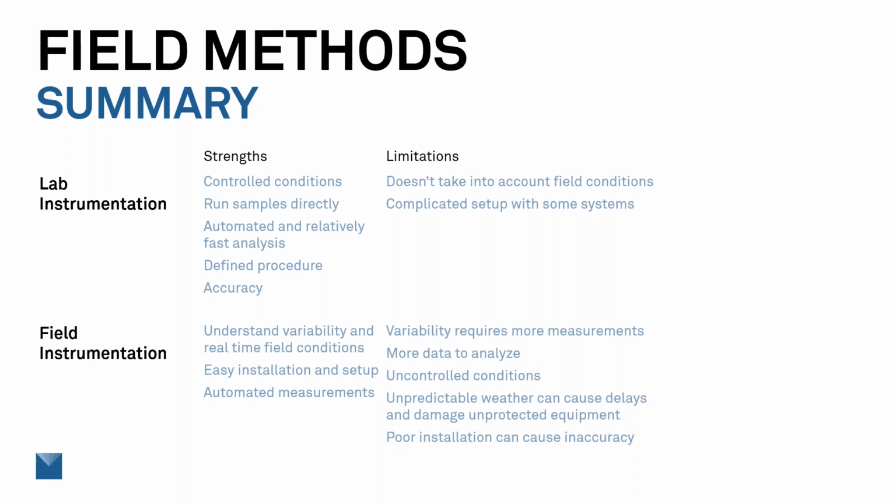Some of the limitations, and this is really a limitation with all approaches, is that spatial variability typically requires more measurements. If you're trying to do a good job of encompassing and understanding the spatial variability in the field, then you're going to have to go out and make more measurements. But if you can automate this, that does improve your ability to make more measurements in the same amount of time. And typically you have more data to analyze. There's a little bit more post-processing involved.